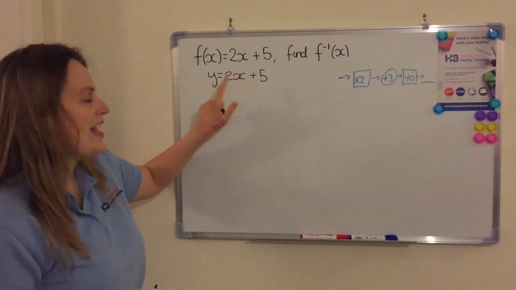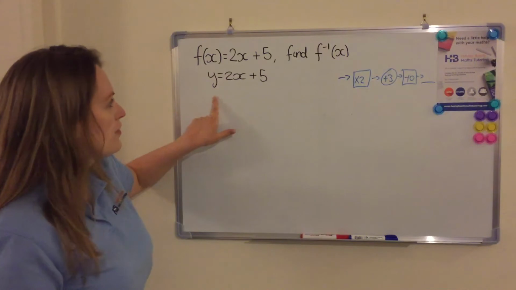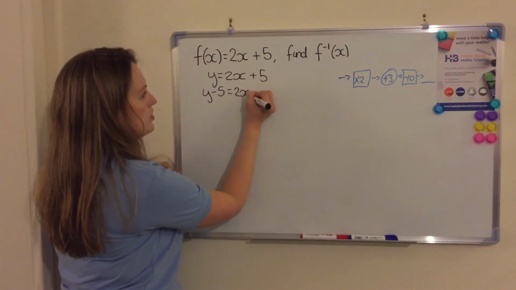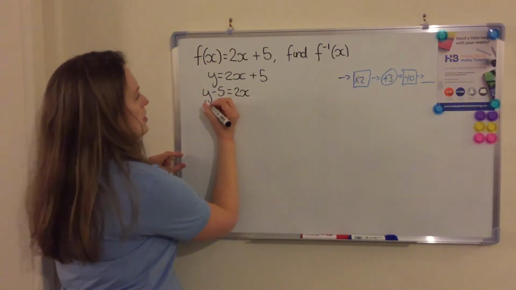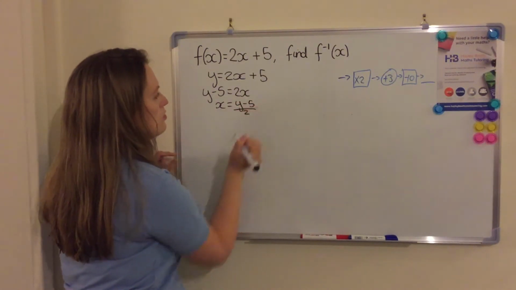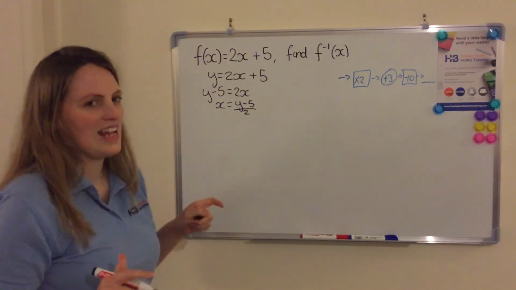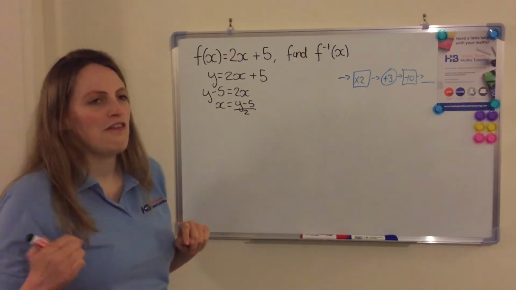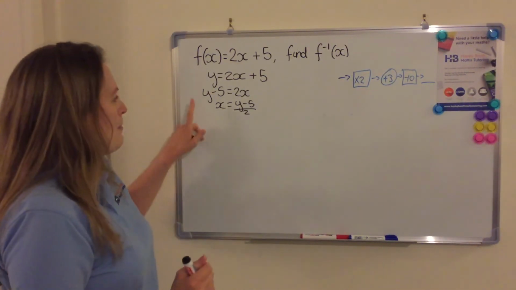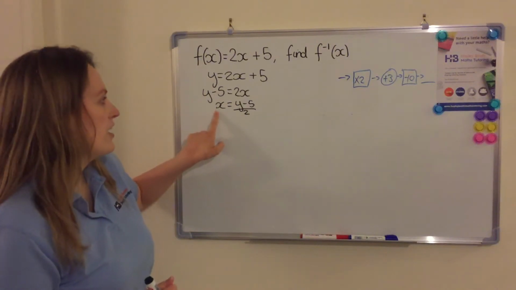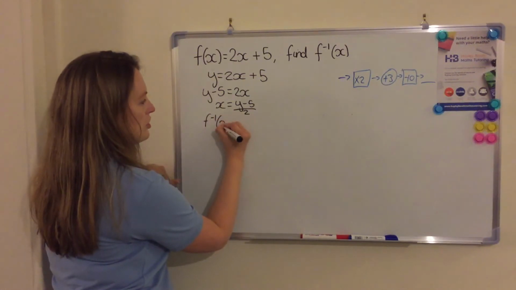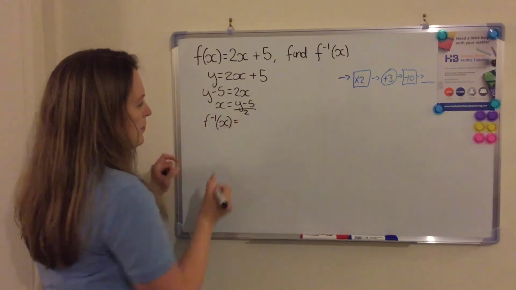The next thing is we want to make x the subject. So we want to move this 5 across by taking it away. So we're going to have y minus 5 equals our 2x, and then you want to divide by 2. So we're going to have x equals y minus 5, all divided by 2. All you have to do at this stage, and this is a little bit strange because it's very unlike what you're used to with maths, is swap a few things around. Rather than it being x equals, we're actually going to have it that it equals this here, so our f to the minus 1, or our inverse function of x, equals.